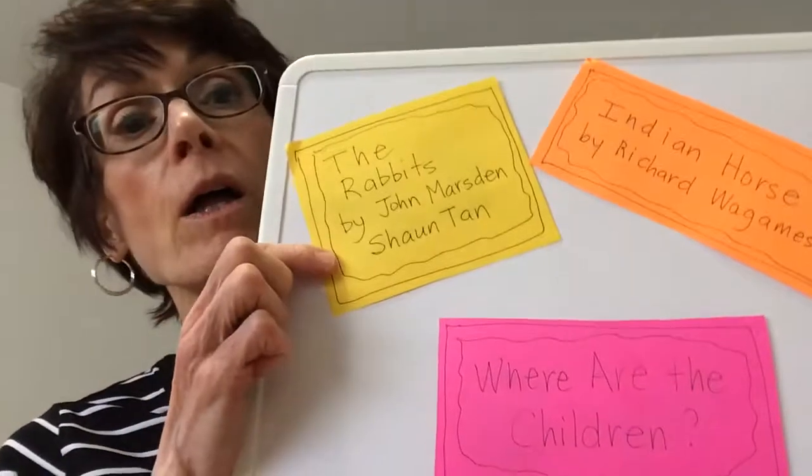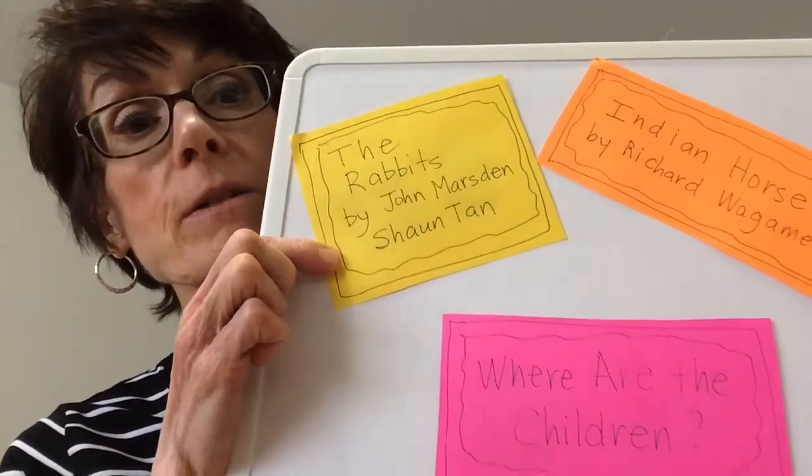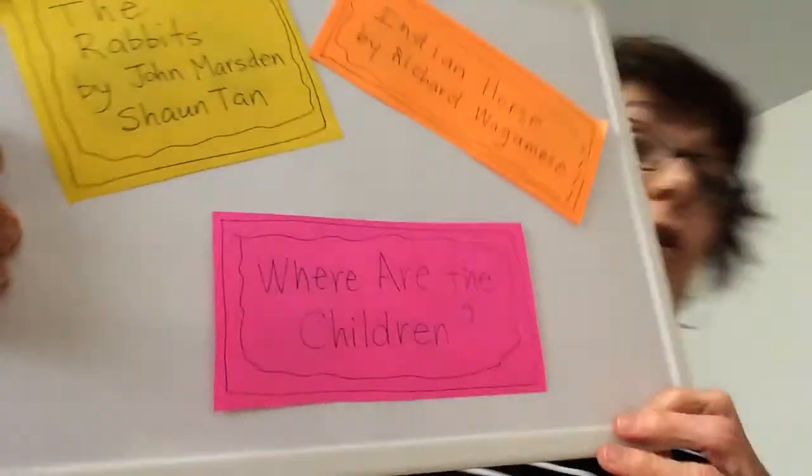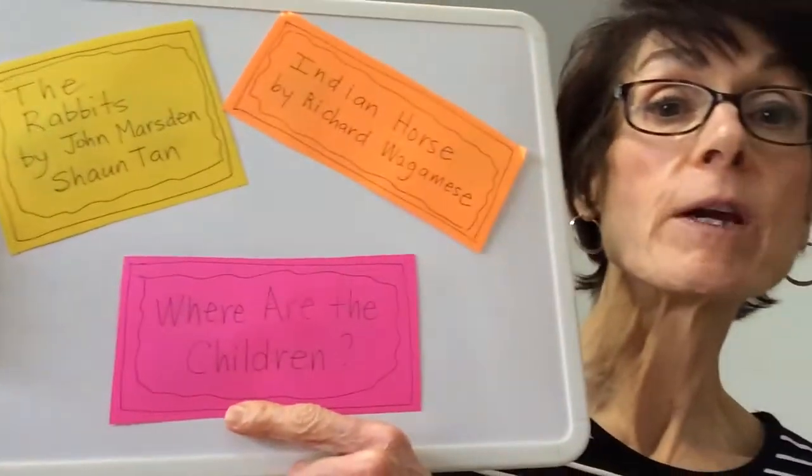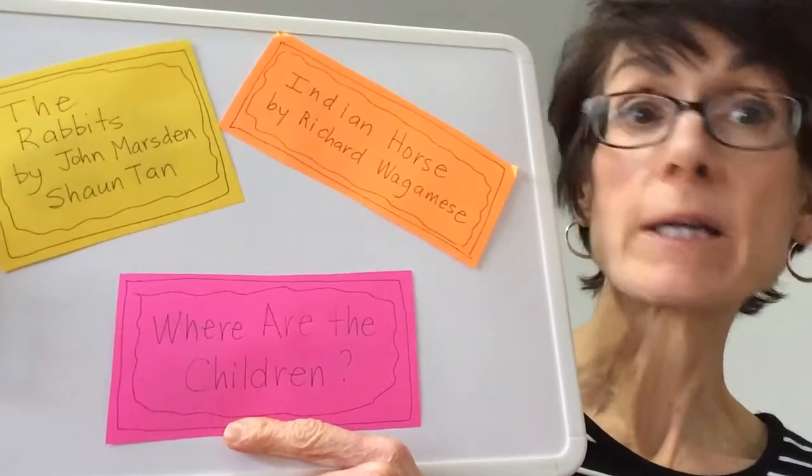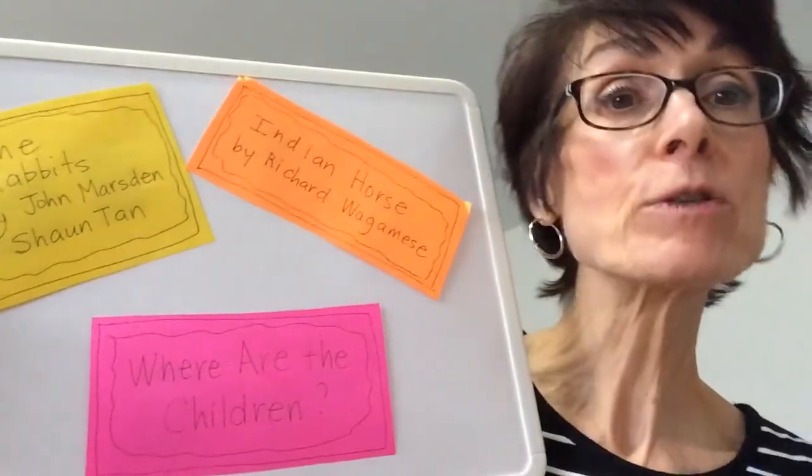So what I'm going to do is something a little bit different. I've asked you to look at The Rabbits by John Marsden and Shaun Tan, and to view the video Where Are the Children again, if you can. And I'm going to do a little bit of reading from Indian Horse. If you remember, I hope you do, I handed these out at the end of the last class, and I asked you to read the first 2 chapters, which was only 7 pages.